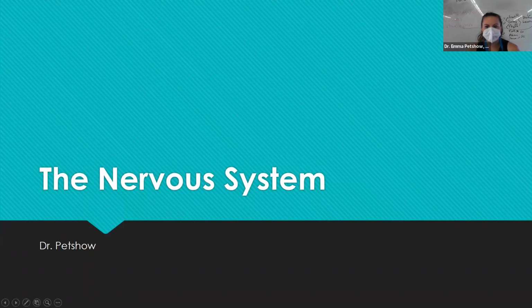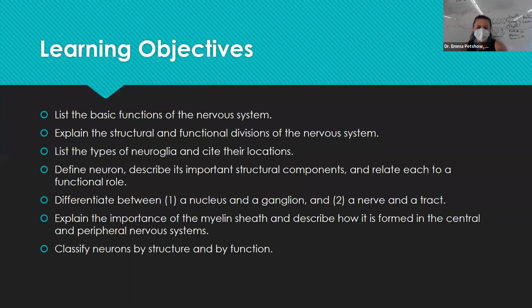All right. Well, we're going to start, like I said, with intro to the nervous system. That's our first presentation we're going to go through. This is going to be a good review and kind of give us the different differentiations of the nervous system. The goals for this presentation are for you to be able to list the basic functions, explain the divisions, understand the different neuroglia and site locations. We've had a couple practice questions on different types of neuroglia. Be able to understand what a neuron is, its structural components, understand the difference between nucleus, ganglion, nerve, and tract. How do myelin sheaths affect the central and peripheral nervous system? And then classify different types of neurons.